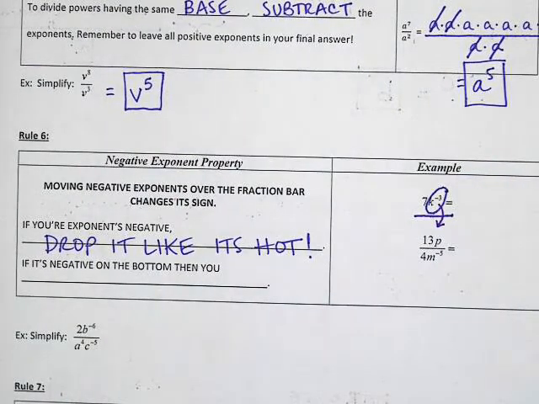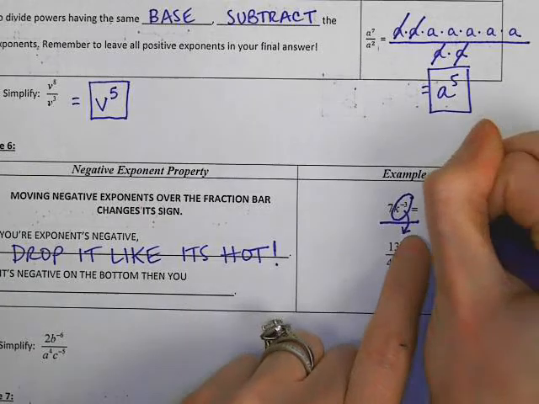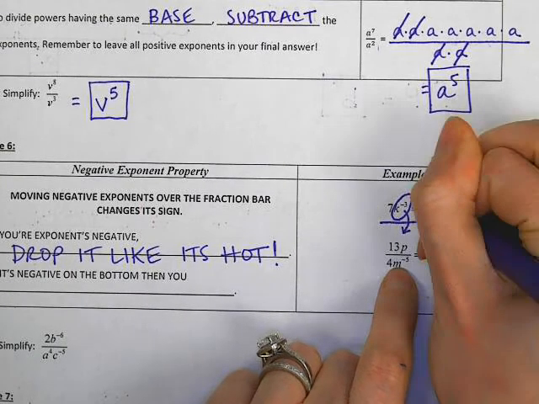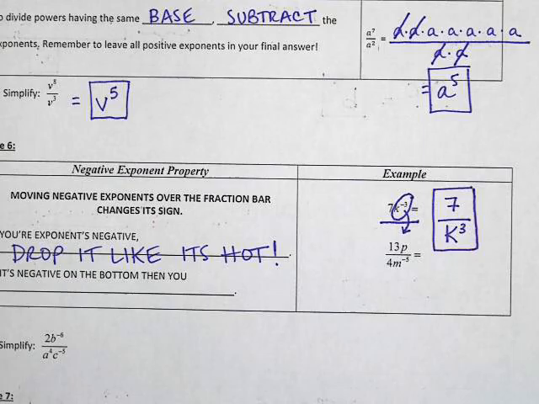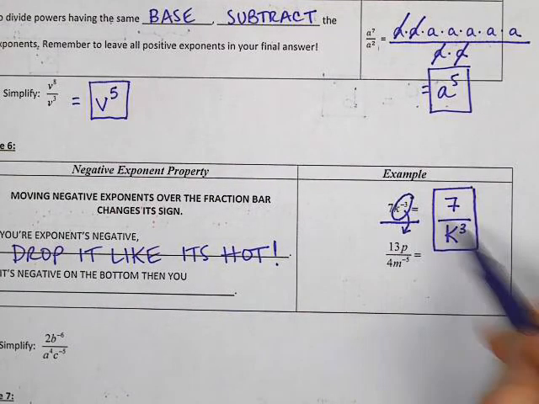And when you do that, it actually becomes positive. So the 7's going to stay, but the k to the negative 3 is going to drop. And when you drop it, it becomes positive. Oh, and the variable and the power always have to travel together. So 7 over k cubed.